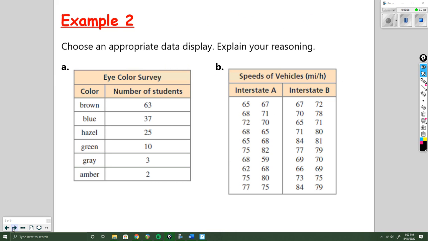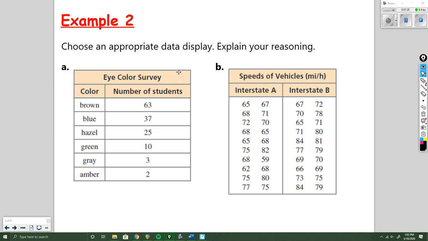So in the next example, we're going to choose an appropriate data display and then maybe explain our reasoning a little bit. All right, so for the first part, it has an eye color survey. So we went around school maybe and we collected a survey and asked everybody, like what color are your eyes? Or we looked at somebody and wrote down a tally of how many people had different colors of eyes. And this is the results from our table.